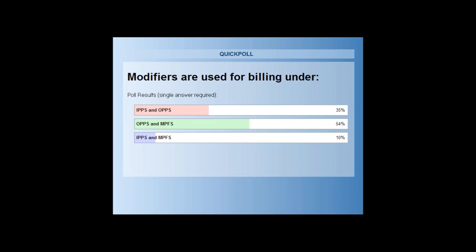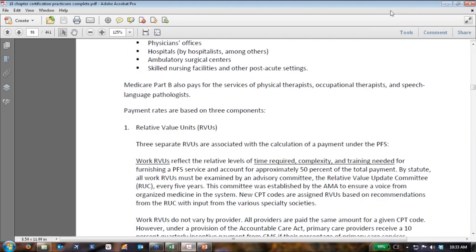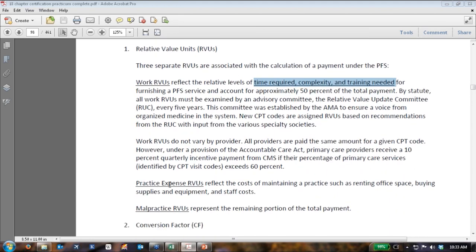The one thing I do want to point out to you, and then I will let you go, is this page right here on relative value units. What goes into an RVU? There are three components of what goes into an RVU, and the magic words are right here: time required, complexity, and training needed. That's what goes into a work RVU. Then there is a practice expense RVU and a malpractice RVU. We can read about each of them here.